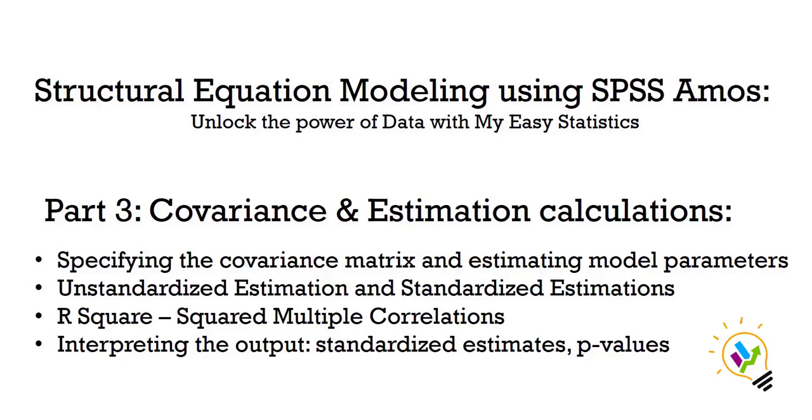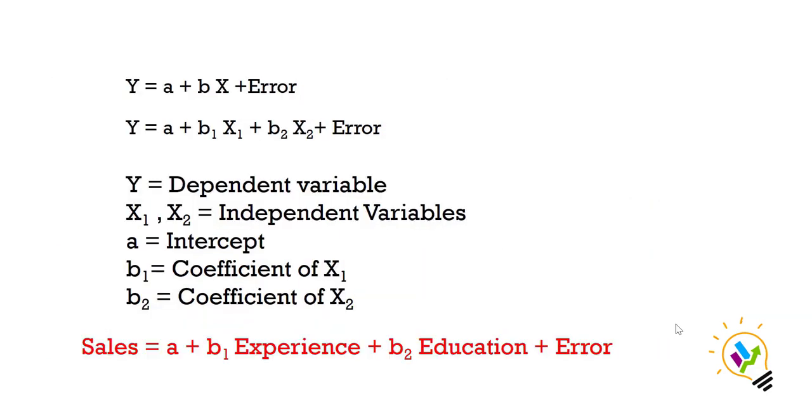Before that, we will discuss the basic fundamentals of regression analysis. In regression analysis, we have simple linear regression. In simple linear regression, we have one dependent variable and one independent variable. The equation will be y is equal to a plus bx, plus error. I'll explain what this error is. But the formula is y is equal to a plus bx, where y is the dependent variable and x is the independent variable. A is the intercept and b is the coefficient of x.